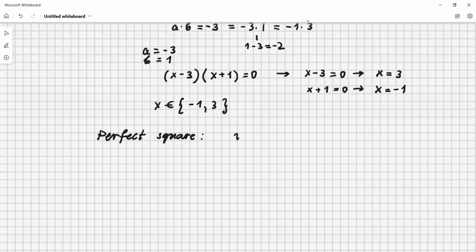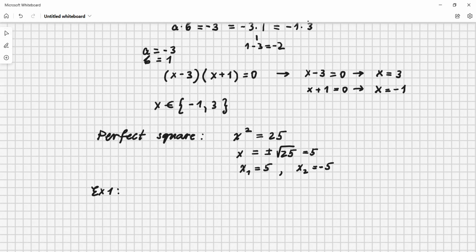For example, guys, if you have the equation x squared equals 25, you can easily extract the square root of both sides and get x equals plus minus square root of 25, which is 5. So in this case, we have two solutions, x1 equals 5 and x2 equals minus 5. What if our expression in parentheses is a little bit more complicated?